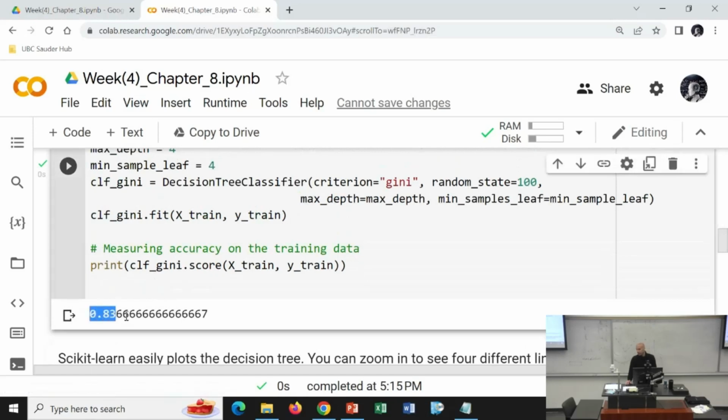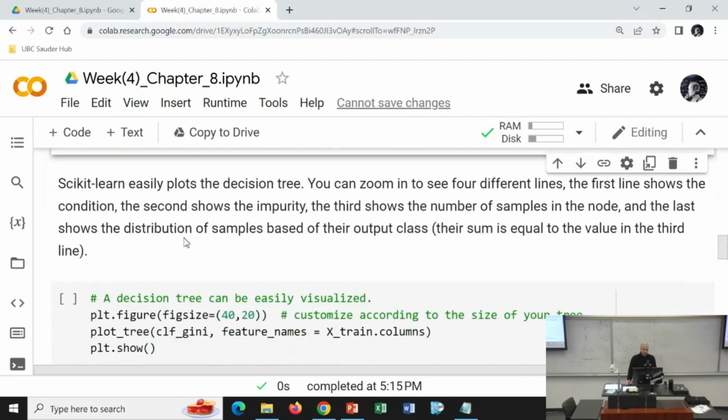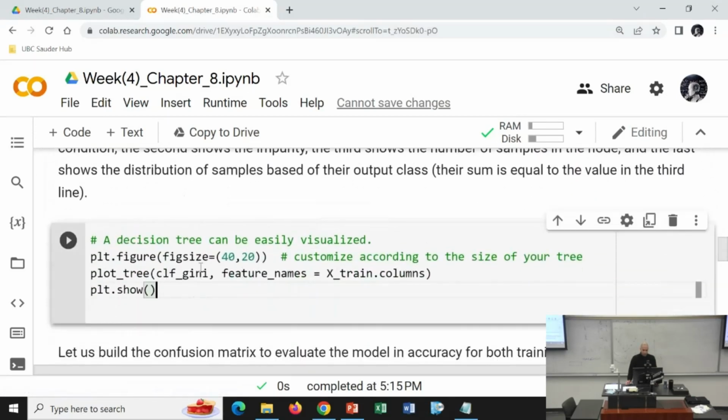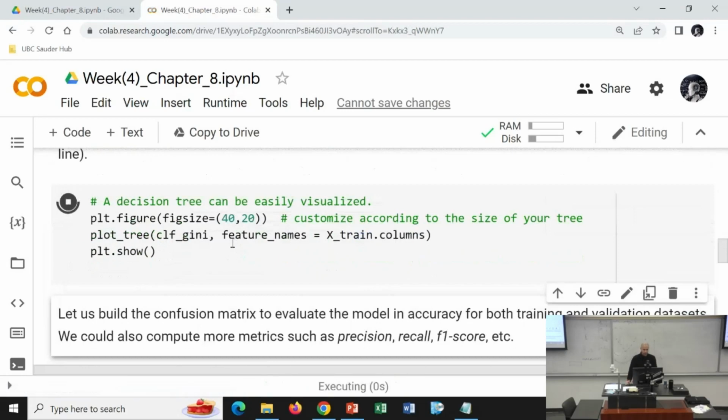The accuracy is this. The only thing that matters here is that we don't want this accuracy to be 100%. If it is 100%, it means we are overfitting to the training data. Now we can also visualize the decision tree.